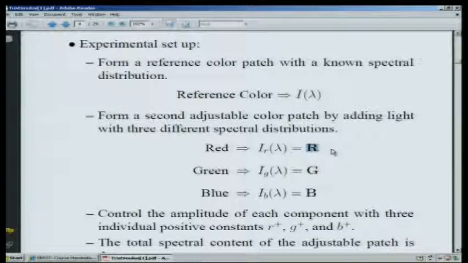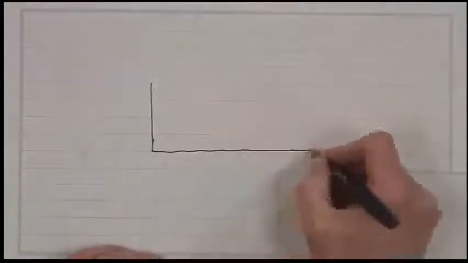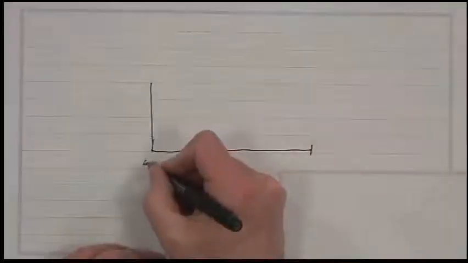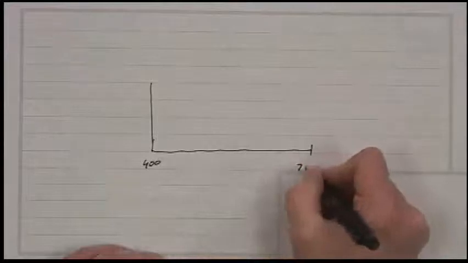And a typical situation is you sample with 10 nanometer samples. So you go from 400 nanometers to 700 nanometers. Sometimes they go further, but that's a typical case. And can we switch to the pad so I can just draw this?